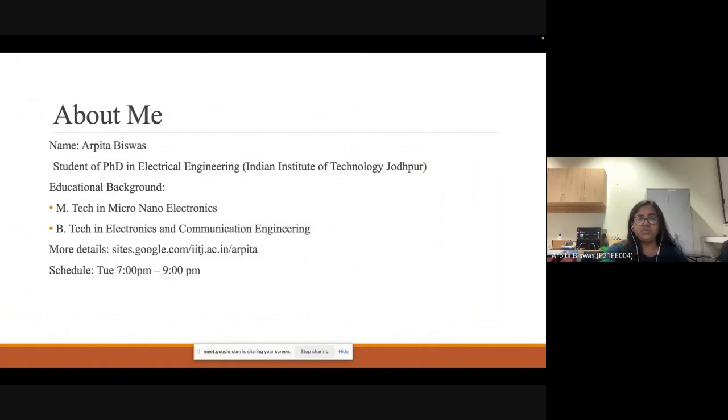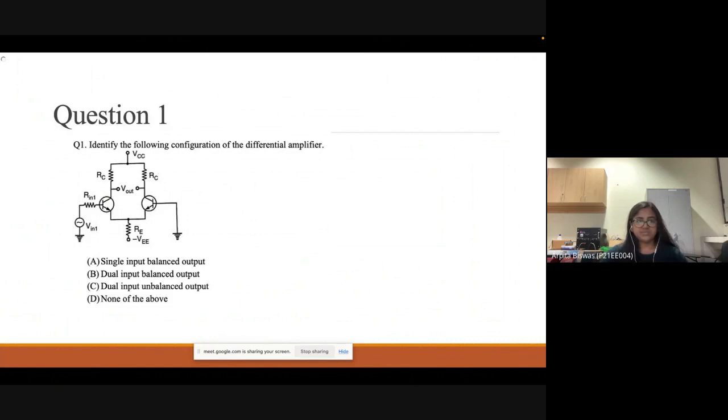So we are moving towards our first question. Identify the following configuration of the differential amplifier. The first option is single input balanced output. The second option is dual input balanced output. The third option is dual input unbalanced output. And the fourth option is none of the above. Take your time and try to give the answer.